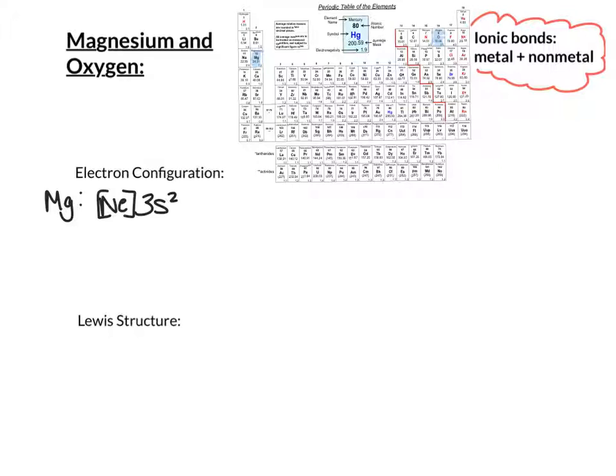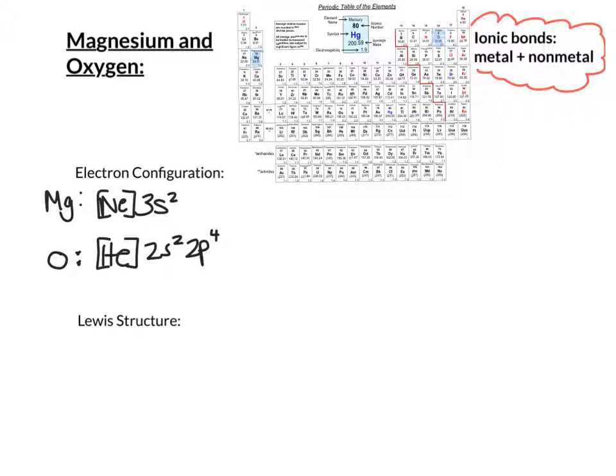Now, if we want the configuration of oxygen, we're going to write that right down below, oxygen. Again, abbreviated configuration. So we find oxygen, the noble gas right before oxygen is helium. So we're going to have helium in brackets. And then it's going to be 2s2 and 2p all the way over 1, 2, 3, 4. So 2p4. And there's our electron configuration for magnesium and oxygen.